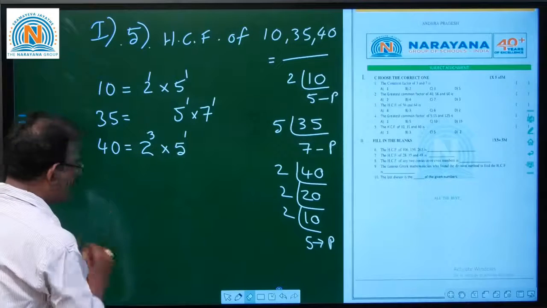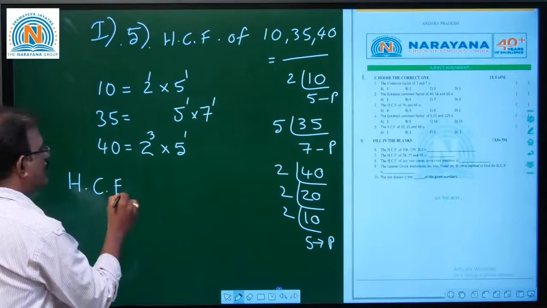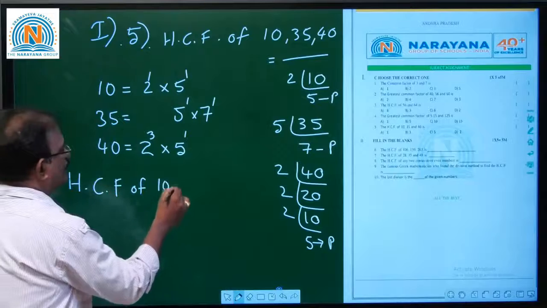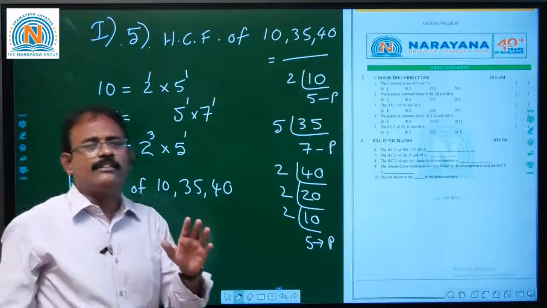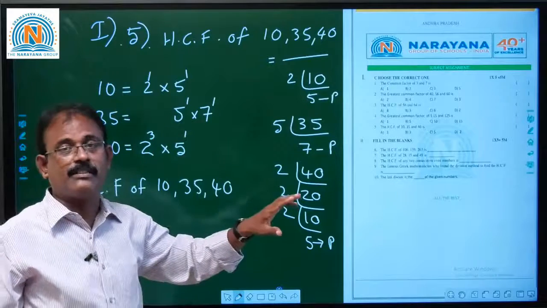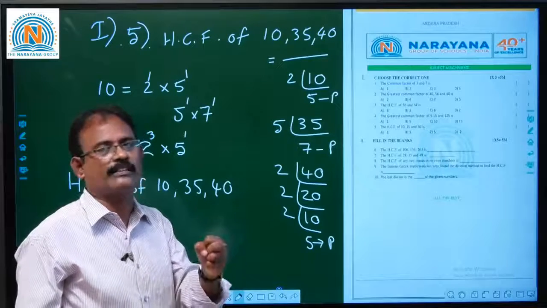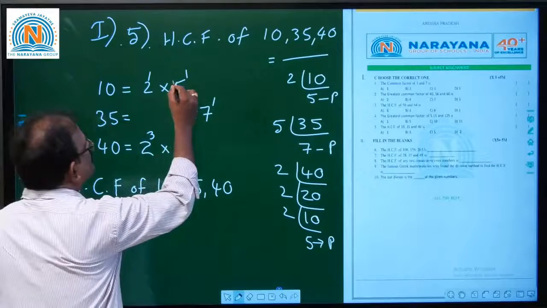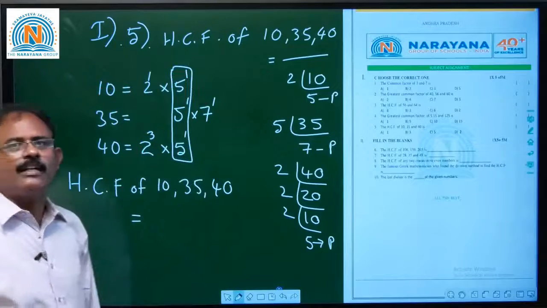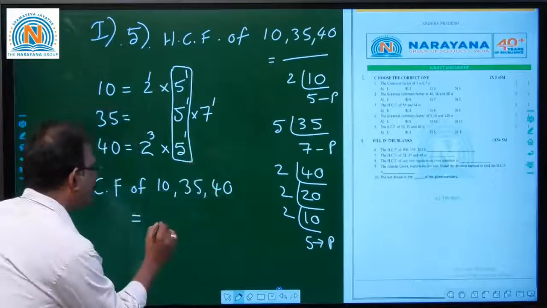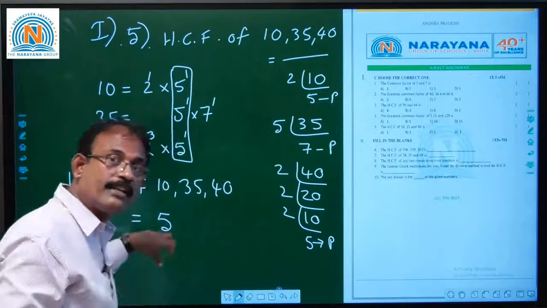Now, if you see how to find the HCF of 10, 35 and 40, children, whenever you are doing the prime factorization method for finding HCF, always try to search where it is a common factor. Where it is a common factor? Here, 5 is the only common factor. Let us take only the common factor. Now how many times does 5 need to be kept here?